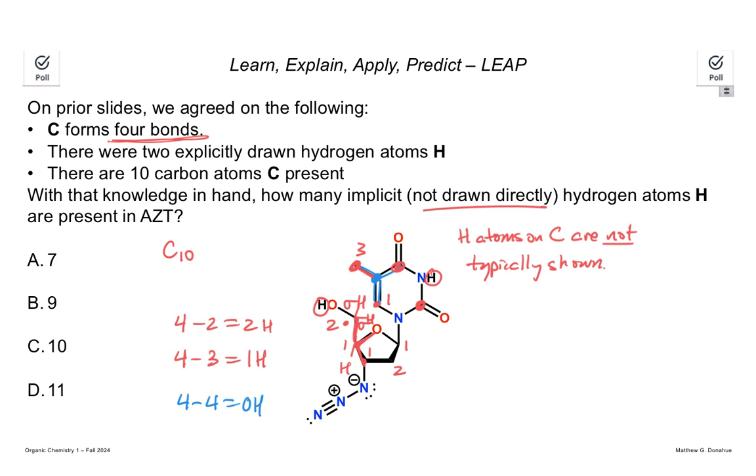So what do we end up with? 2, 3, 4, 5, 6, 7, 8, 9, 10, 11. So our answer is D.